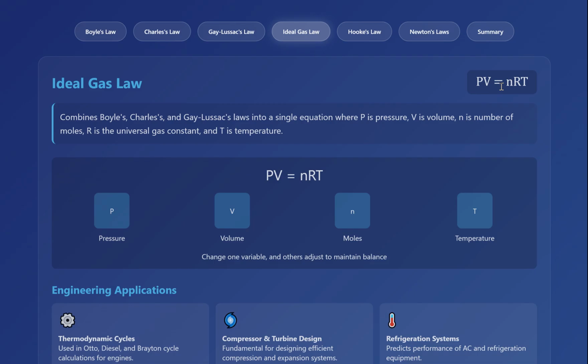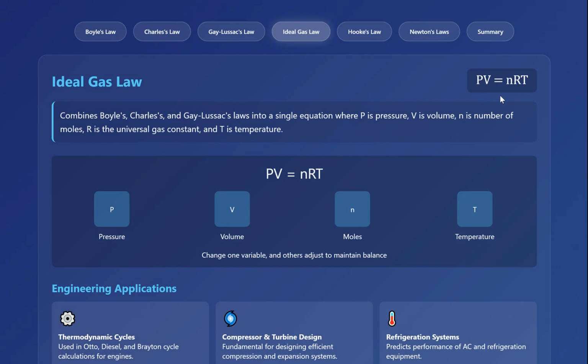If you look at this, pressure and volume are inversely proportional. The change in one variable will affect and adjust the other to maintain balance. If you change pressure and volume, because n and R may be constant depending on the material, temperature will also change.